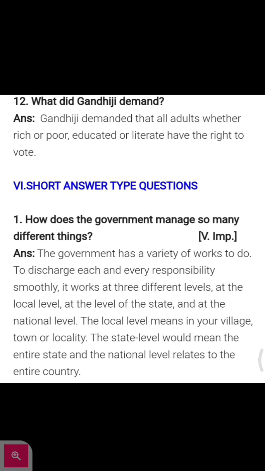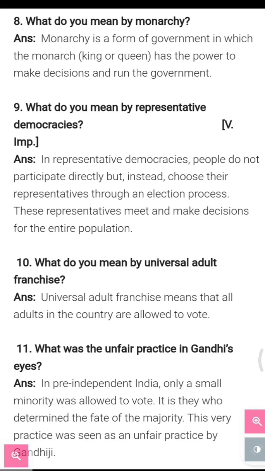Question number 12. What did Gandhiji demand? Answer. Gandhiji demanded that all adults, whether rich or poor, educated or illiterate, have the right to vote. Here we have question number 11, friends. What was the unfair practice in Gandhiji's eyes? Answer. In pre-independent India, only a small minority was allowed to vote. It is they who determined the fate of the majority. This very practice was seen as an unfair practice by Gandhiji.